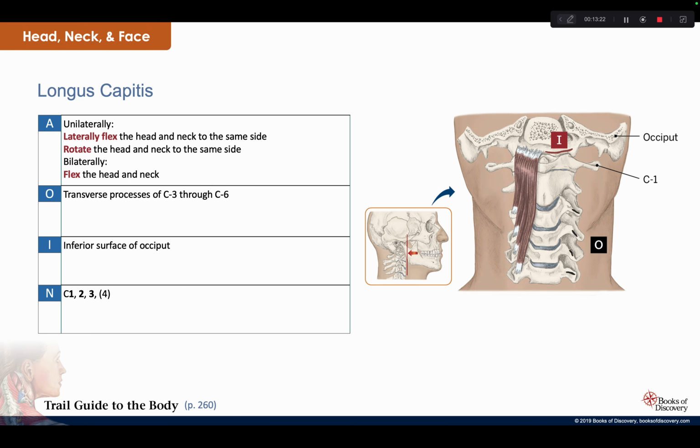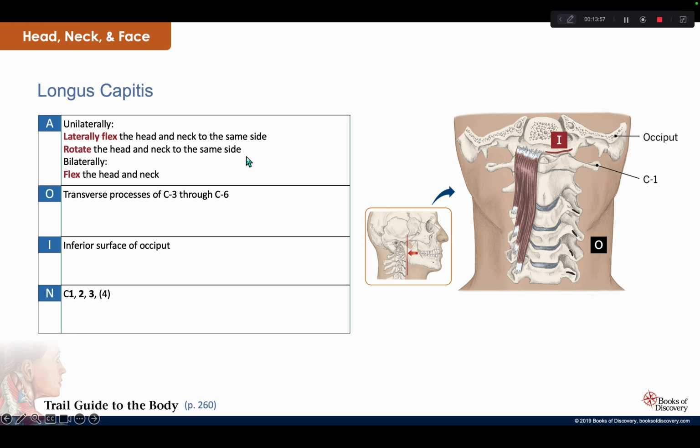Okay, so we are going to talk about the longus capitis. You're also not going to be massaging this. All right, if you look at the picture, this is on the anterior portion of your neck, all right? So you're not palpating this. But this muscle is responsible unilaterally for laterally flexing the head and neck to the same side. All right. So left side flexes and it laterally flexes to that left side. It rotates the head and neck on the same side as well.